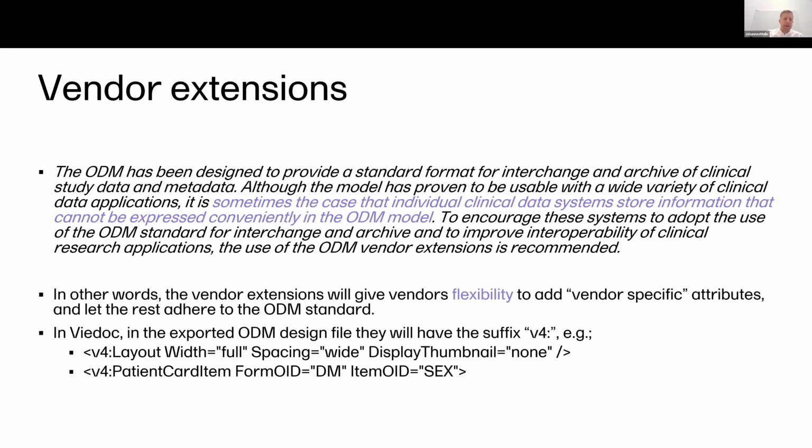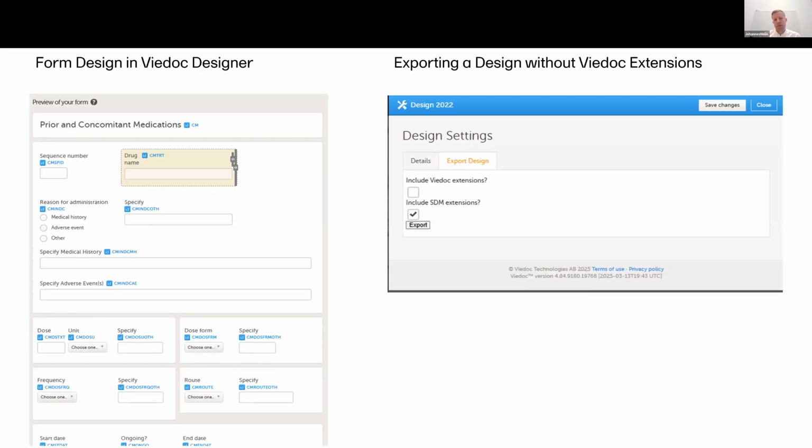So let's take a similar example here with the vendor extensions like we did with the SDM extensions. On the screen now, you can see a very typical form in Viedoc Designer. You can see that the width of the input fields for the different items are a bit different. We can have a radio button with a vertical layout. Towards the bottom of the form, we have some half-page item groups. Typical layout styling, you could say, that we use in Viedoc.